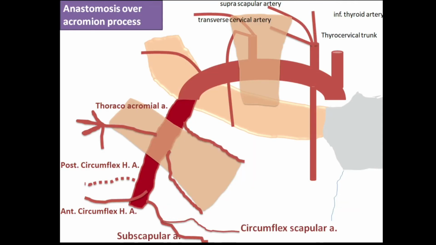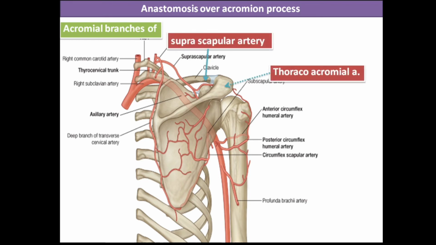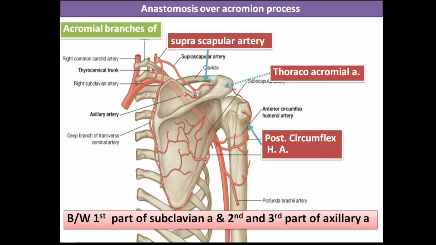Now let us see the anastomosis over the acromion process. So it occurs between the suprascapular artery, thoracoacromial artery and posterior circumflex humeral artery and their acromial branches. So it occurs between the acromial branch of the suprascapular artery, then thoracoacromial artery and posterior circumflex humeral artery. So this anastomosis occurs between the first part of the subclavian artery and second and third part of the axillary artery.